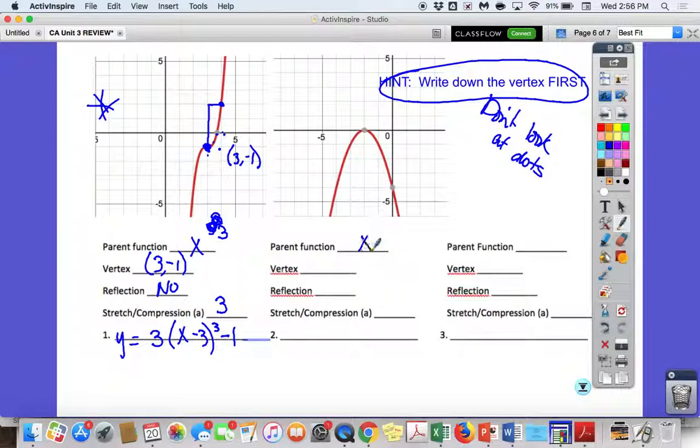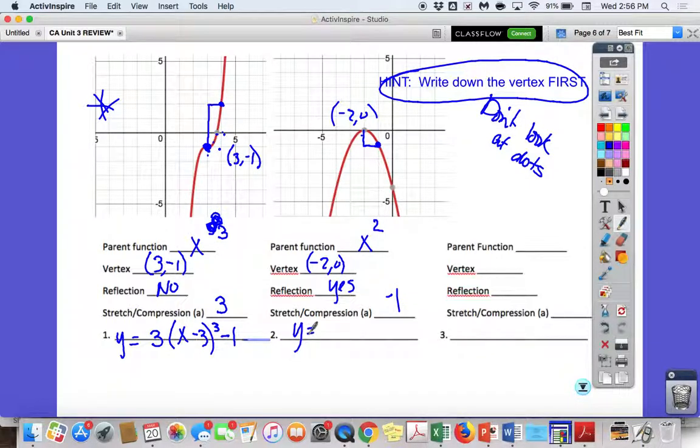Now over here, my parent function is x squared. Well, my vertex is, let's see here, what is that? -2, 0. Okay, so -2, 0. It is reflected, so yes, yes, yes. Stretch, okay, when I go over one block, how many? It just went down one block. So that is a -1.